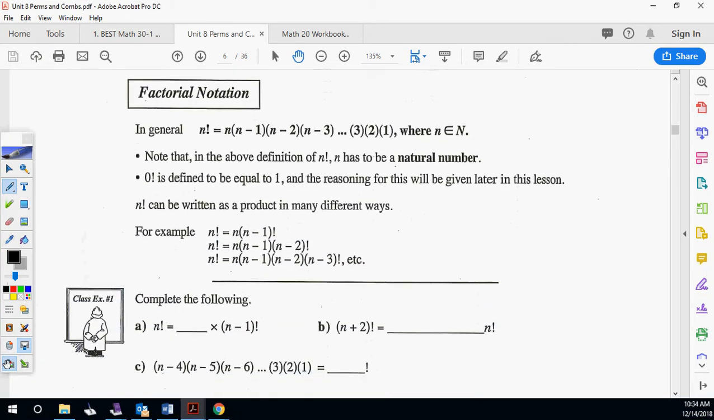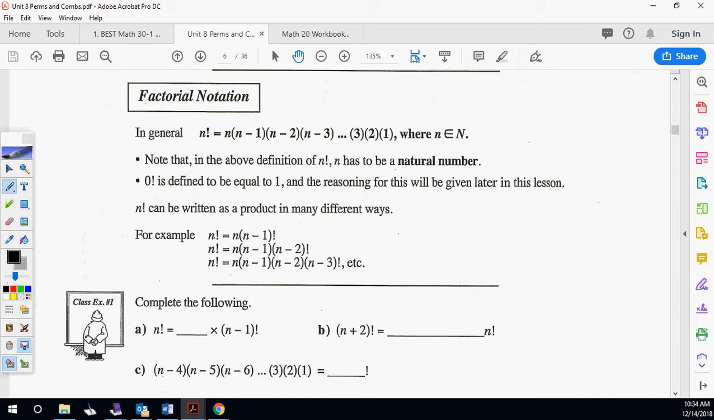Okay, factorial notation. So now here's some notation in general. Factorials are written as n, n minus 1, n minus 2, n minus 3, etc. multiplied, which makes sense. The number previous, that's what this means. Note that in the above definition of n factorial, n has to be a natural number. So we're not doing 1.3 factorial. Natural number means whole numbers, right? So factorials won't be 5.5 or anything like that, which makes sense because what would you do? 5.5, 4.5? That wouldn't really make sense in terms of how you go down. So that has to be a natural number.